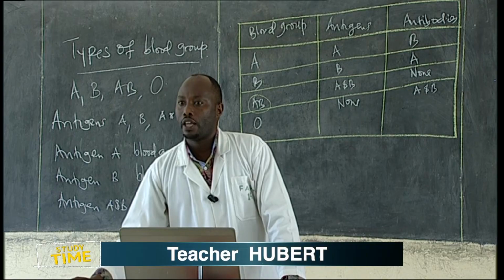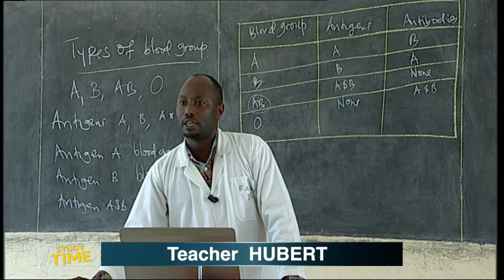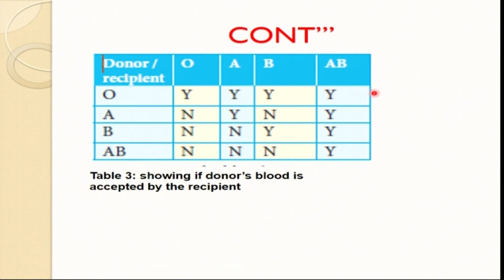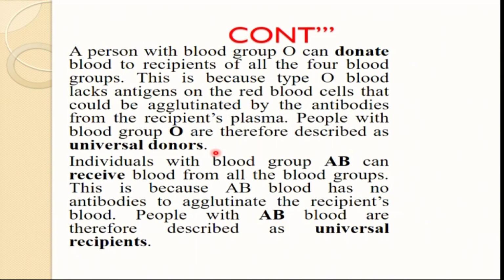Blood group O, yes, can donate to A, to B, and to AB. Blood group A cannot donate to O, but can donate to A, cannot donate to B, N stands for no, and can also donate to AB. That is the table that summarizes what I was talking about.